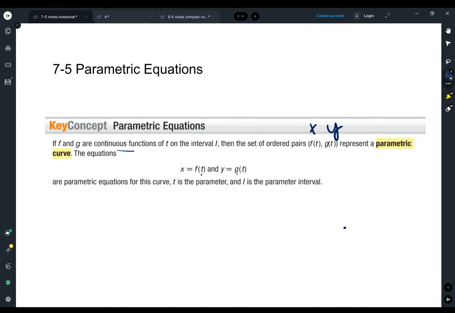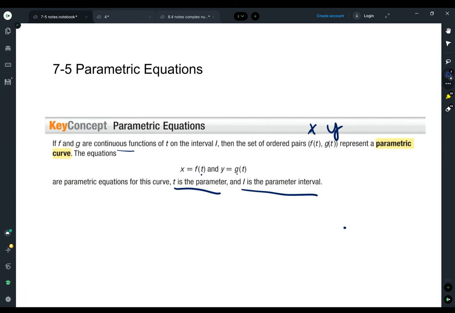So instead of y being 5x, y is going to have something with a t in it, and so is our x. And that's parametric. So basically what parametric is doing is it's giving us this parameter t that we could look at often as time, and it kind of gives us direction to whatever we're looking at for our function and shows us what's happening over time. So t is the parameter, and L is the parameter interval.